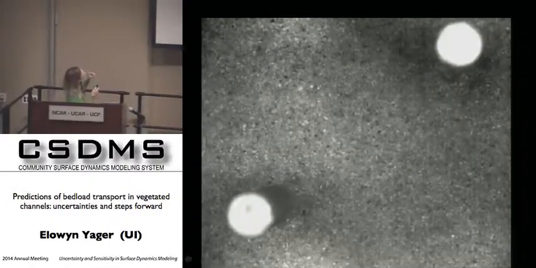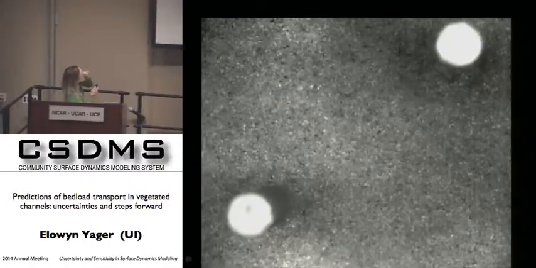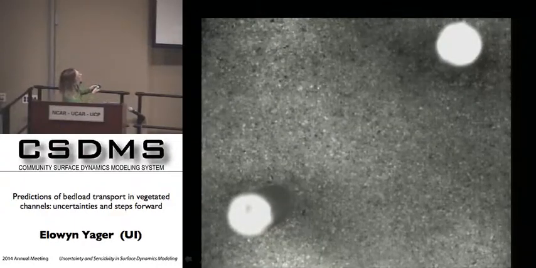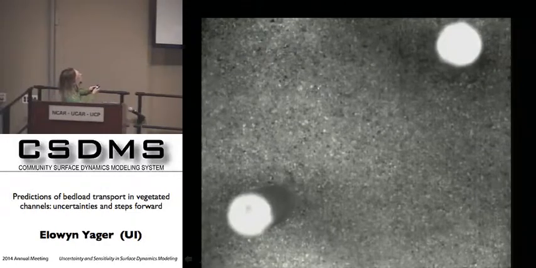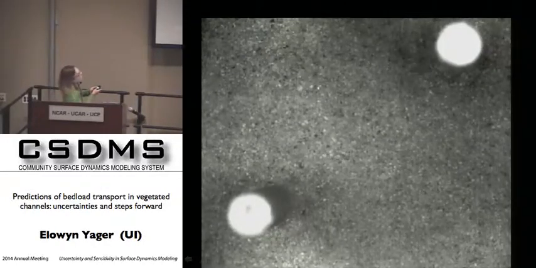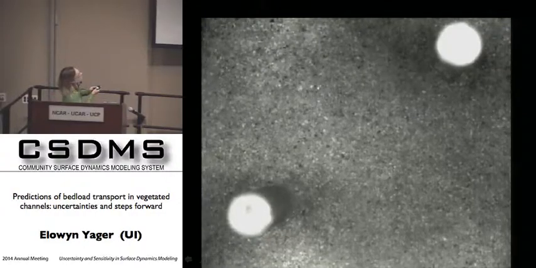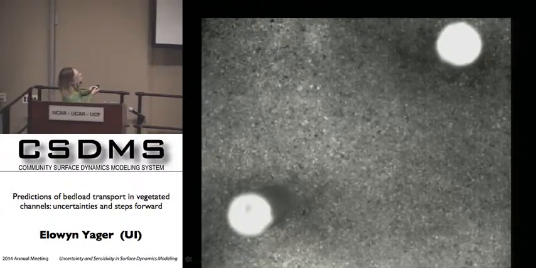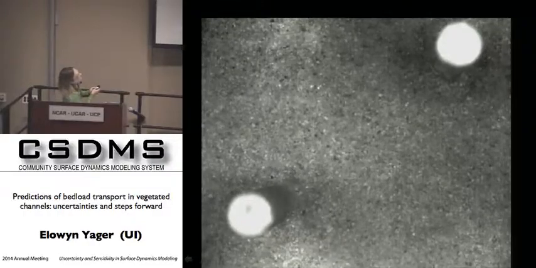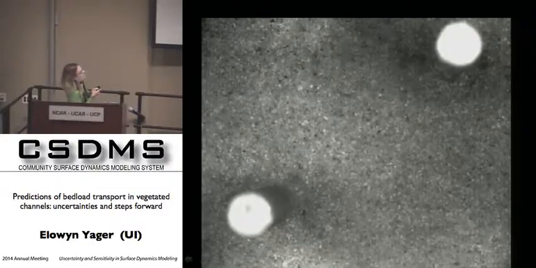Okay. So if you look at this video, you can see individual sand grains moving. In the intervening area between these simulated vegetation rods, you see relatively low transport. But immediately adjacent to the rods, you see higher transport, particularly downstream of the vegetation, where we have this recirculation zone, and there's actually sediment being transported in the upstream direction.